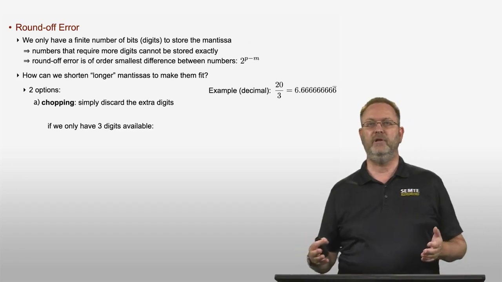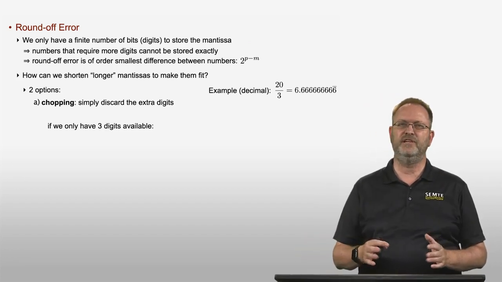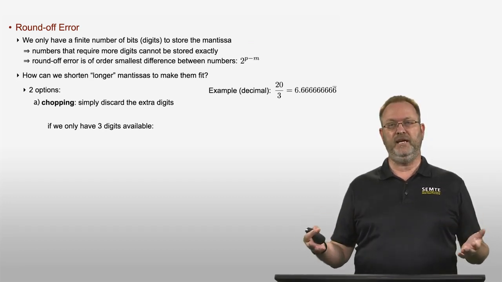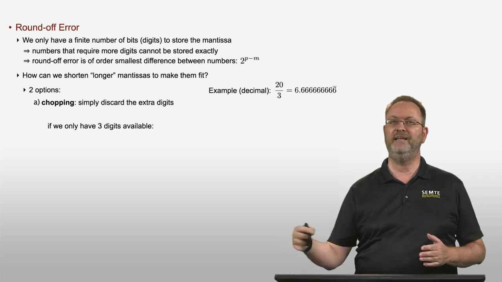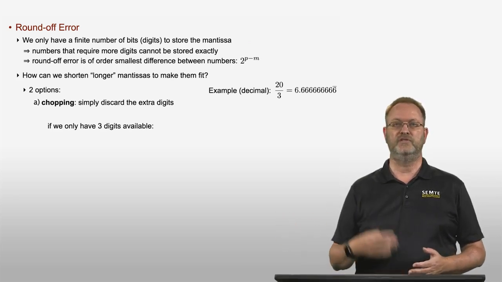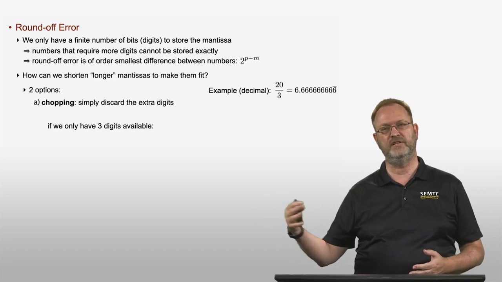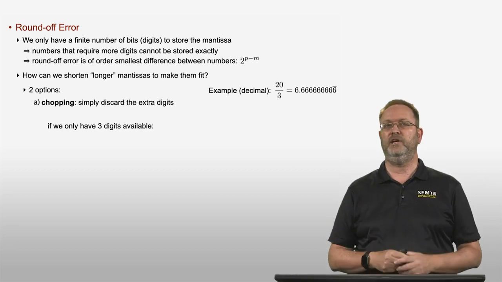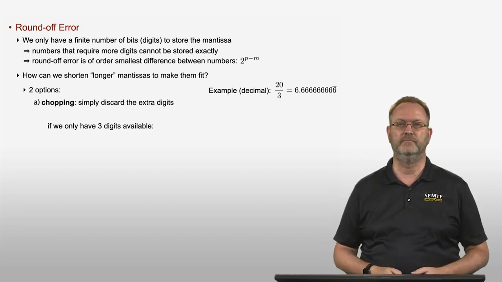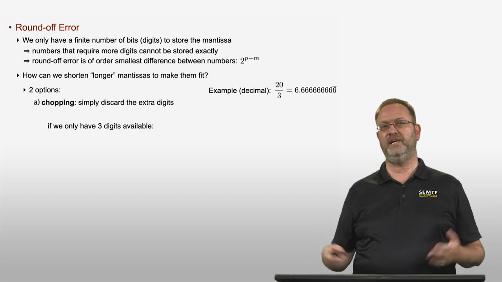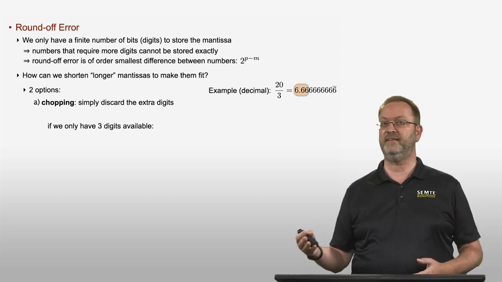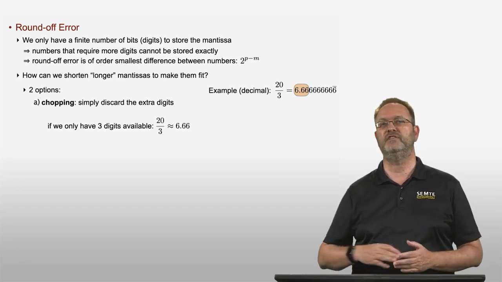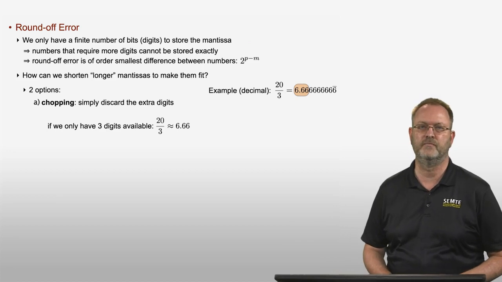So here's an example, and we're going to stay in decimal numbers here to make it a little bit easier. So the number 20 over 3 would require infinitely many decimal digits to store. 6.666, and the digit 6 would repeat infinitely many times. Let's say in decimal we only have 3 digits available. So we would take the first 3 digits, 6.66, as an approximation to 20 over 3. And if we're chopping, then we're just discarding all the following digits.